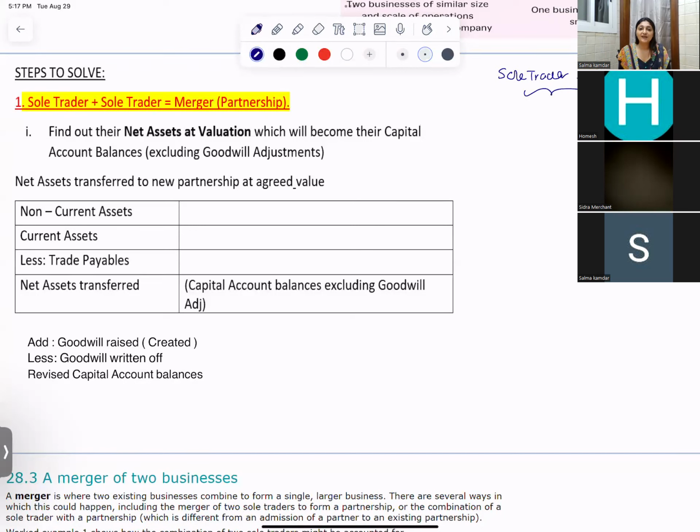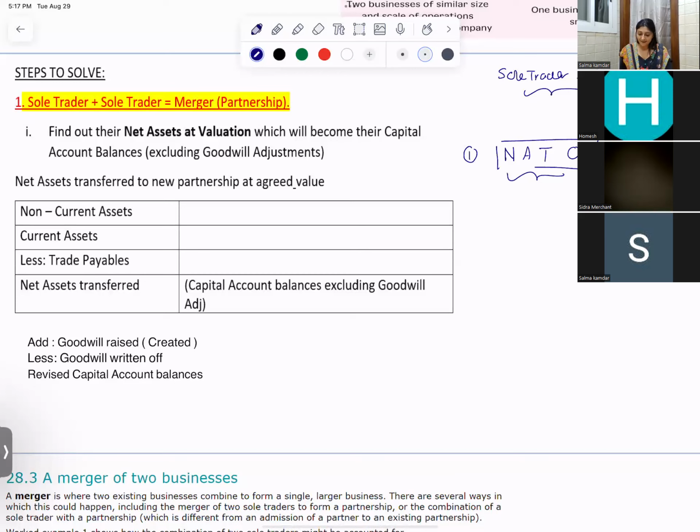The first thing you have to find out is the net assets at the valuation at which you are going to take them over. That is called NATO, net assets taken over. This NATO will become the capital account balances of the new partners.